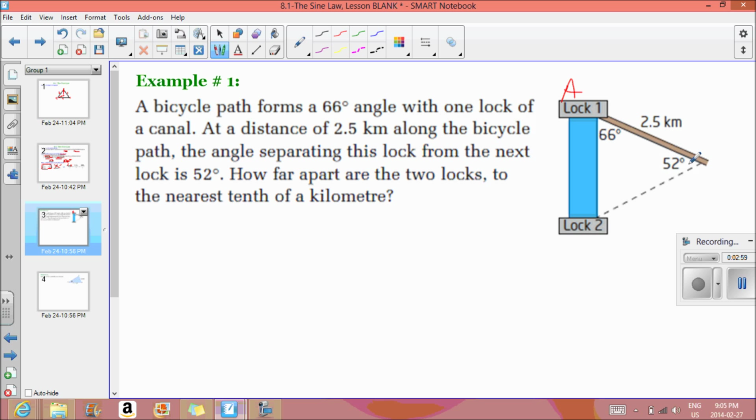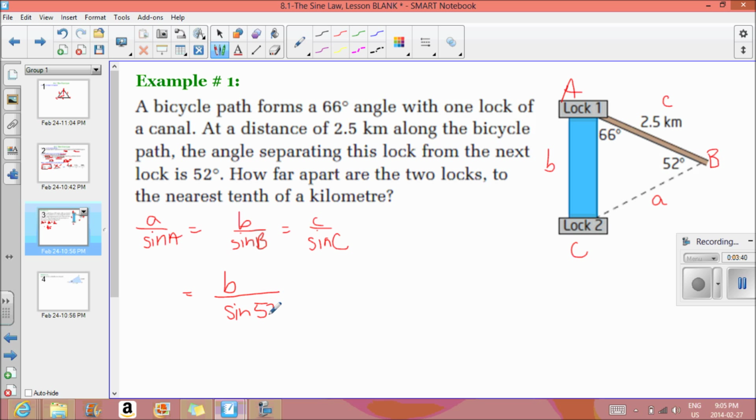So I'm going to label this as A, B, C, just so that we use the same letters as before. And so if we go across, this would be lowercase b, lowercase a, and lowercase c. So if we look at our question, we're asked for how far apart the two locks are. So we're looking for lowercase b. So if we are looking for a side length, we're going to do a over sine A, b over sine B, and c over sine C. And now let's substitute some values in. So we know what big B is. It's 52. We don't know what little b is, but we know we're looking for that.